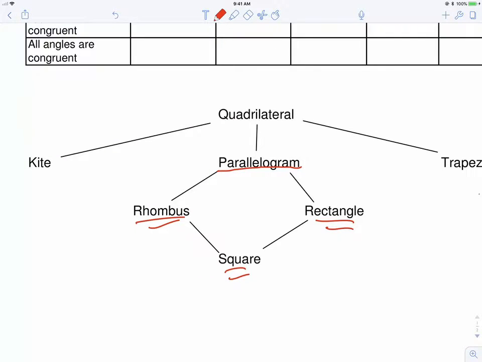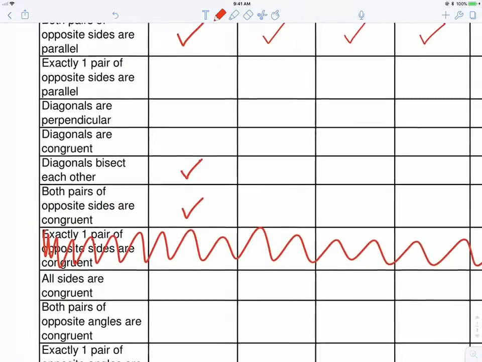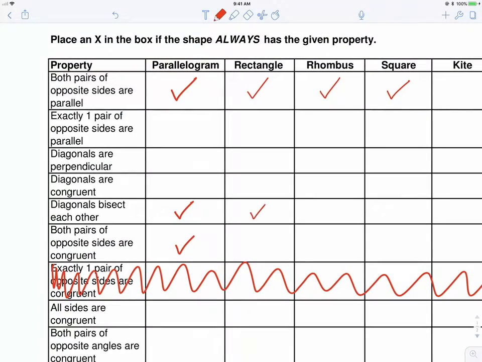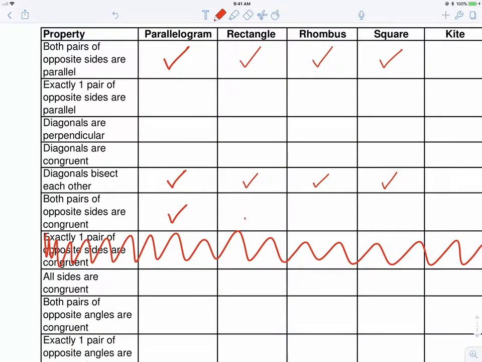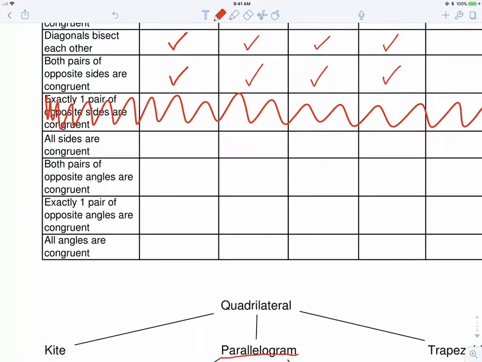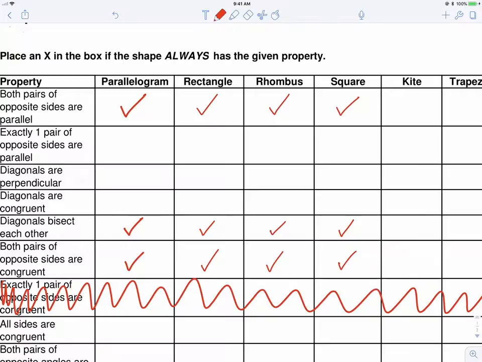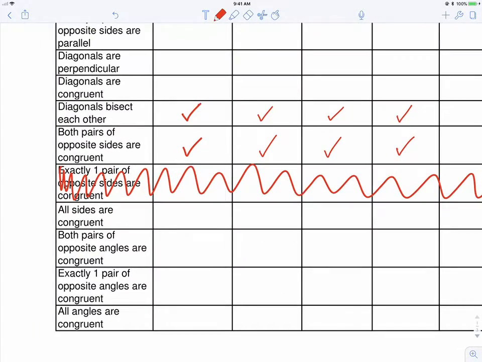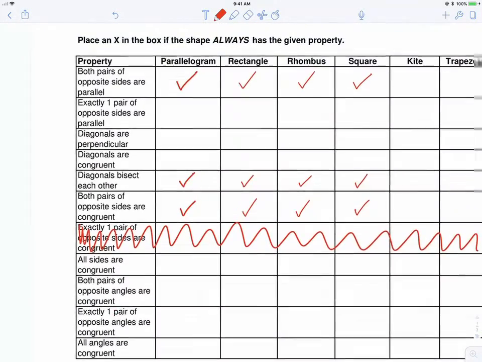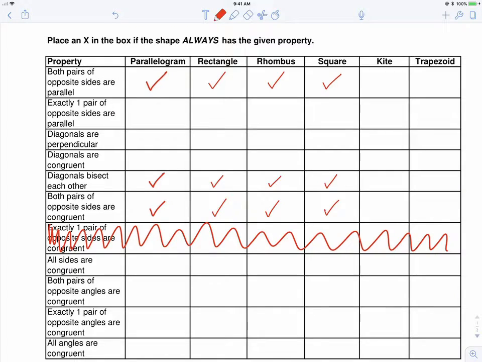A rhombus, a rectangle, and a square have all the same properties. So that means diagonals bisect each other? Yes. Rectangle, rhombus, square. Both pairs of opposite sides are congruent? Yes. It'll be true for all these special parallelograms. And so that's all the things that we can get from them being parallelograms. Now we've got to check some of the other properties.